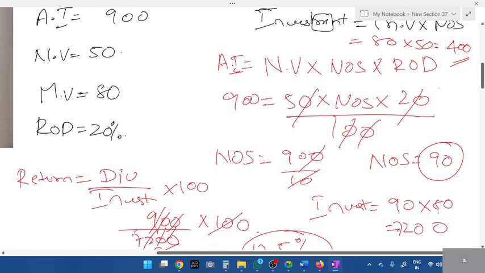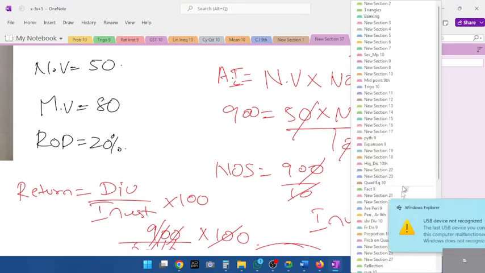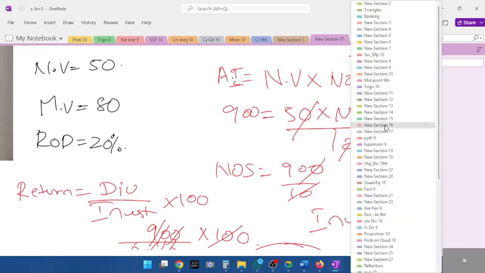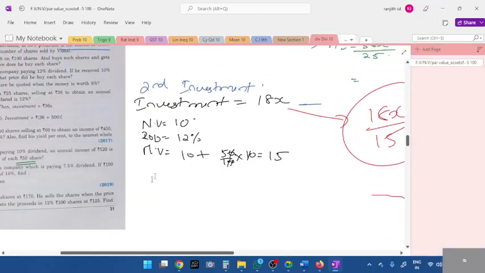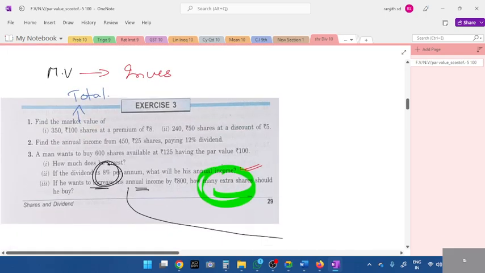50 shares. Wait, student. Let me check. Not the answer. I'll just show you. What is the chapter's name? Shares and dividends. Shares and dividend. Okay. Remember solving all these questions, all of you, read the first question. What is given, students?